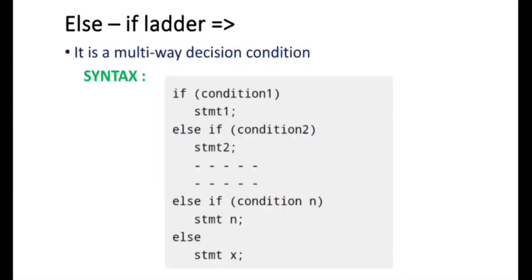And then the fourth one is the else if ladder. It is a multi-way decision condition. The syntax for this else if ladder is, if condition 1 is true, statement 1 will be executed, else if condition 2, statement 2 will be executed, and if you are going to take n number of conditions, n number of statements can be executed, else statement x will be executed. That means how many conditions we are taking, that many statements will be executed. This is the syntax for the else if ladder.